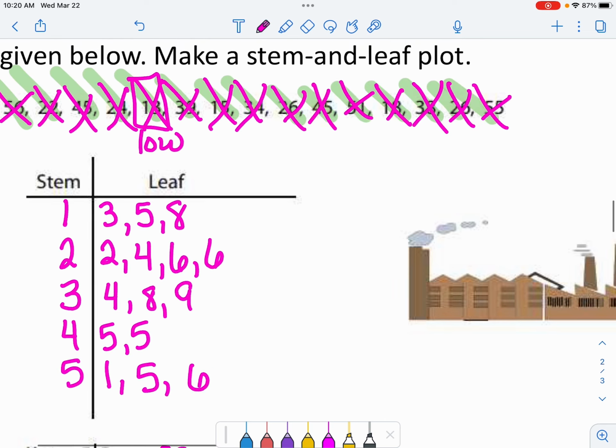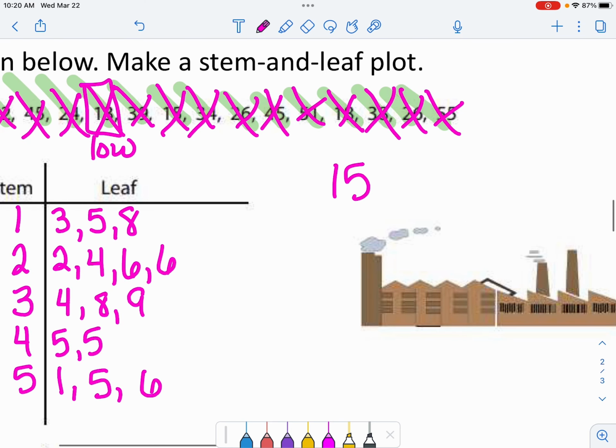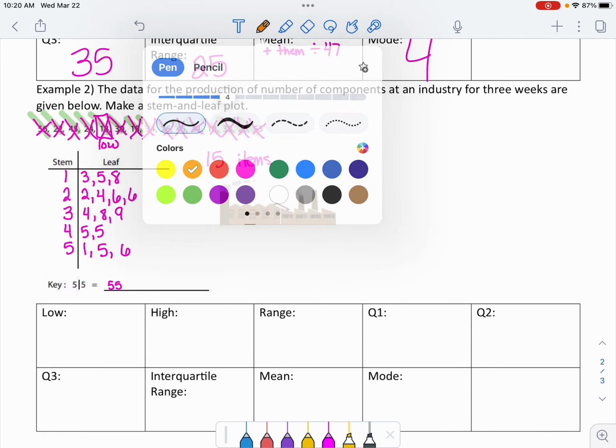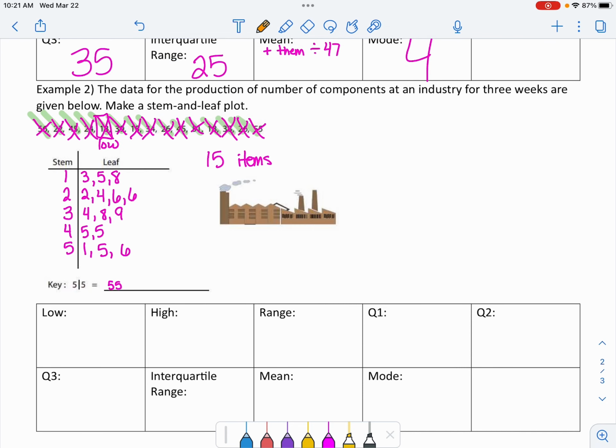I got 15. Can somebody double check me? So I guess I could say 15 data points. Did you get 15? Cool, thank you. All right, let's do that one more time. Now, we don't have to list them in order because the stem and leaf kind of already does that for us. What's the lowest number based off your stem and leaf?